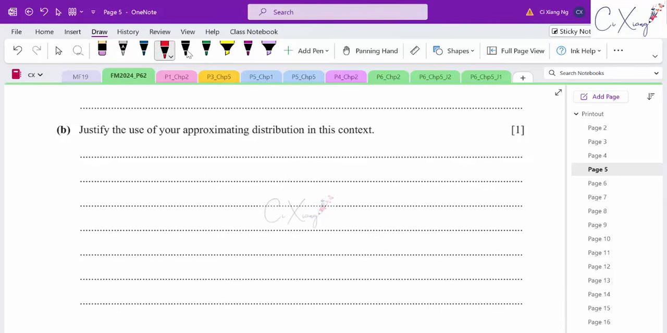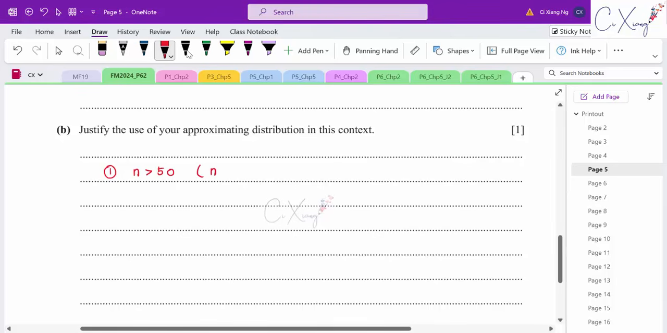The first condition is that n must be greater than 50. In our context, n is equal to 6,000, so the first criterion is fulfilled. The second criterion is that np must be smaller than 5. If you double check, np in our question is 0.6, which is smaller than 5, so it is also fulfilled.